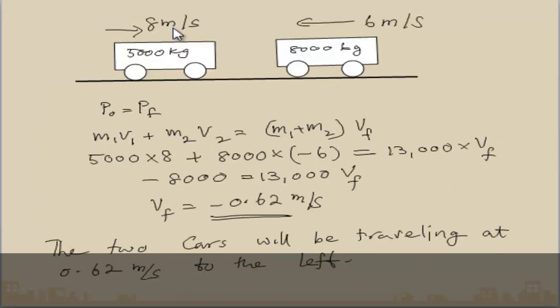Now we have a 5,000 kilogram car which is moving at 8 meters per second. Then we have this 8,000 kilogram car moving at 6 meters per second in the opposite direction. So there are no external forces. Assuming that, we can consider that initial momentum equals final momentum. So m1 v1 plus m2 v2 equals m1 plus m2 times vf, because after the collision they couple together, so the total mass is m1 plus m2 and the final velocity of the system is vf.